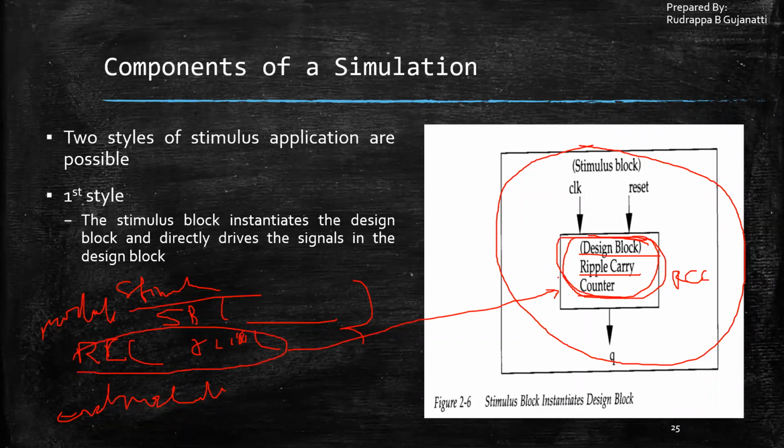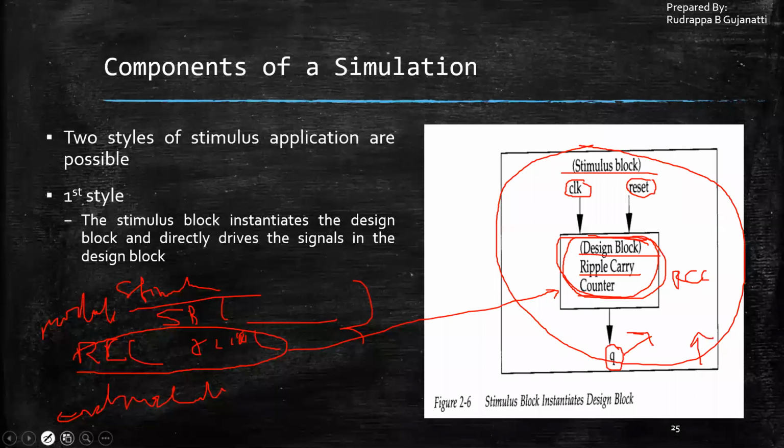That is, we create an object related to this, and then we test the overall condition. So what is stimulus doing in this case? Stimulus is providing clock and reset as inputs, and it is getting Q as the output, and it is trying to see whether the Q is as per its expectation. If it is not, then it can put up an error flag.